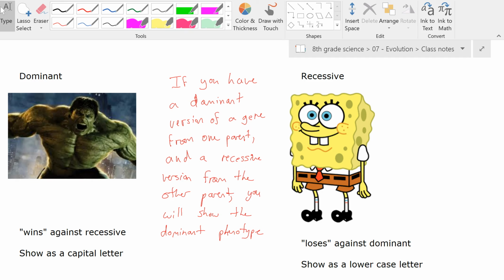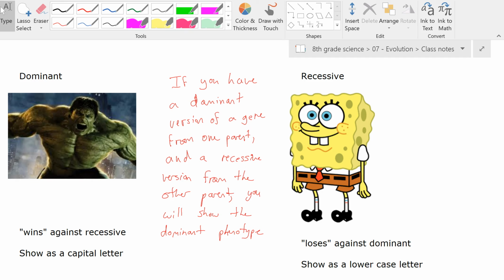We get two different copies of every gene. We call those alleles. We get two different copies of every gene, two alleles, one that comes from our mom and one that comes from our dad. And with some of these traits that we're going to look at, when we get different versions from mom than what we get from dad, we'll see that one wins. So some traits act like this.